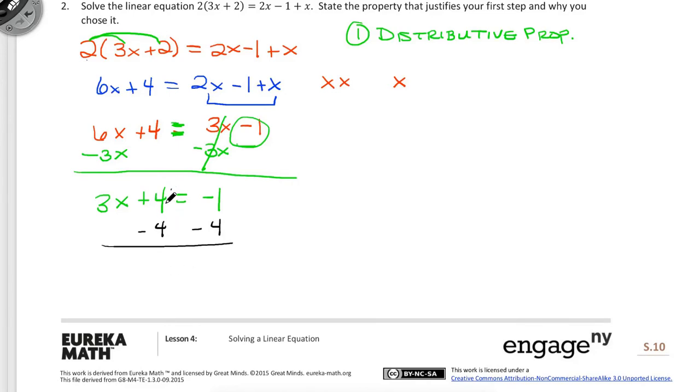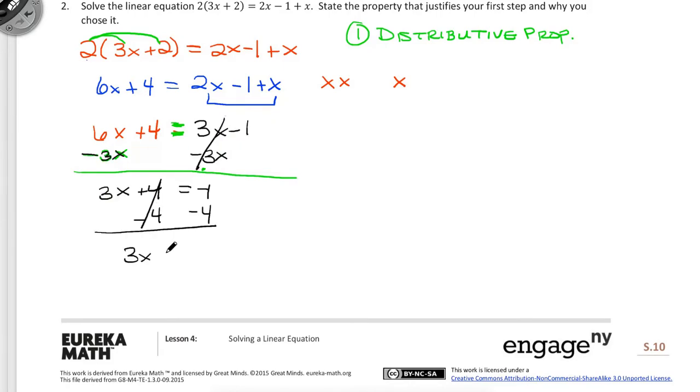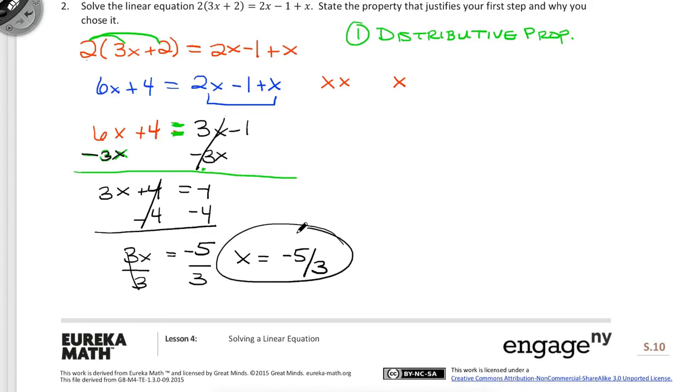4 take away 4 cancels, bringing down my 3x. And -1 and -4 means I'm going to add, but keep the negative in the answer, and that's going to give me a -5. All right. So 3x equals -5. I'm going to divide by 3, and x equals -5/3. All right, let's go to the next one.